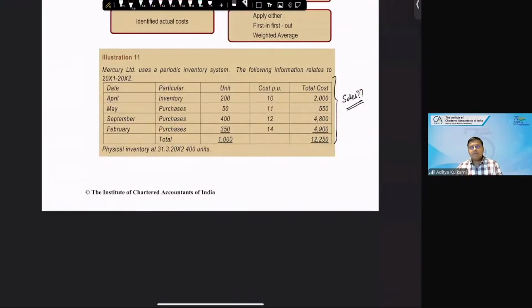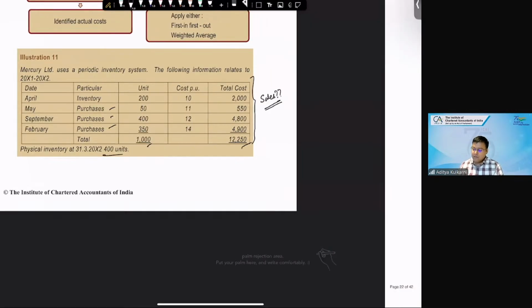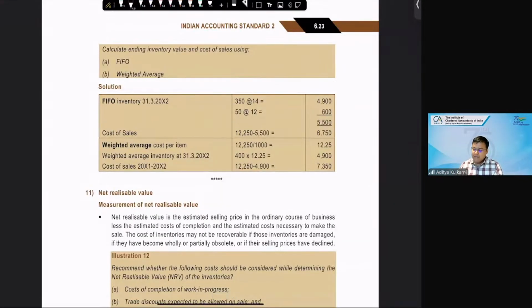Mercury Limited uses a periodic inventory system. The following information relates to X1, X2. April, May, September, February, you are having opening inventory and purchases. So total 1000 units you have purchased, 12,250 rupees is the cost. Physical inventory at 31st March X2 is 400 units. Calculate ending inventory value and cost of sales.